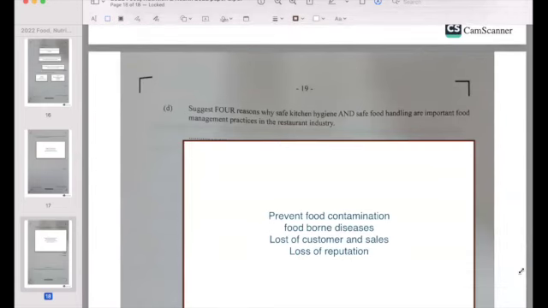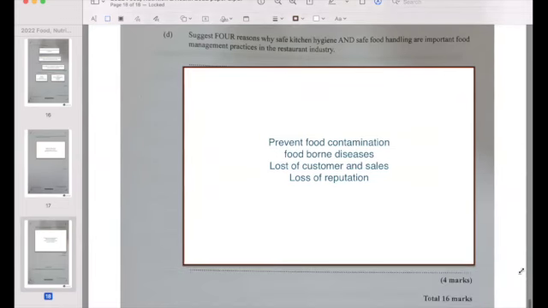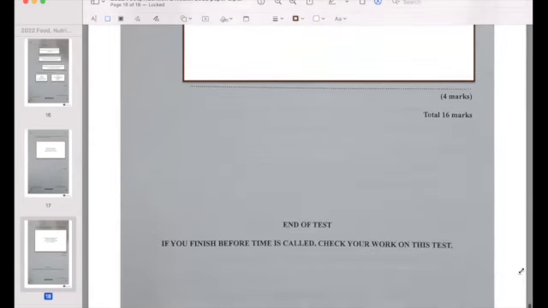Suggest 4 reasons why kitchen hygiene and food handling are important in the management and practices in the industry. One, it prevents food contamination, it prevents foodborne illnesses, it prevents loss of customers and sales, another reason is loss of reputation.